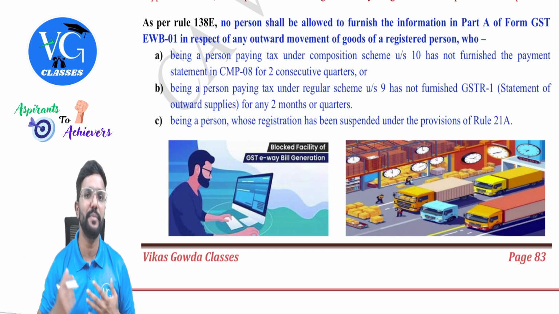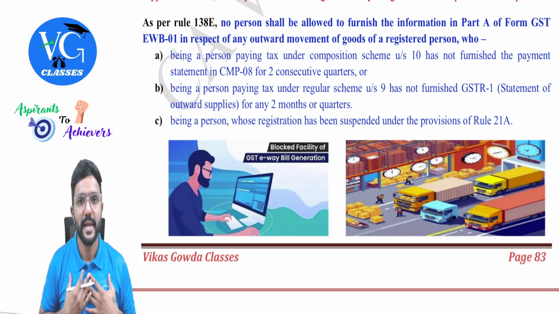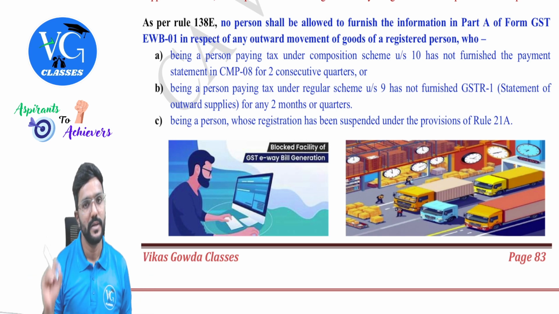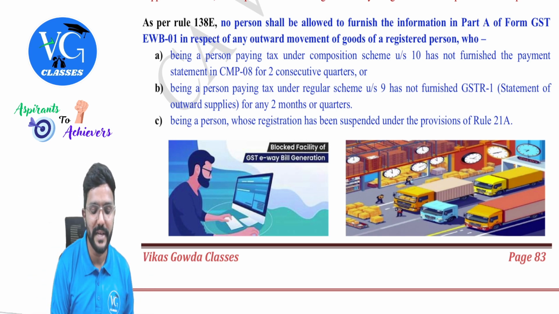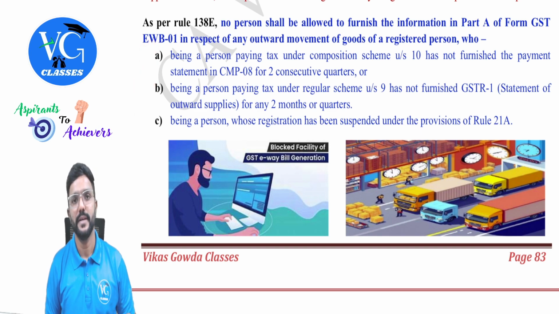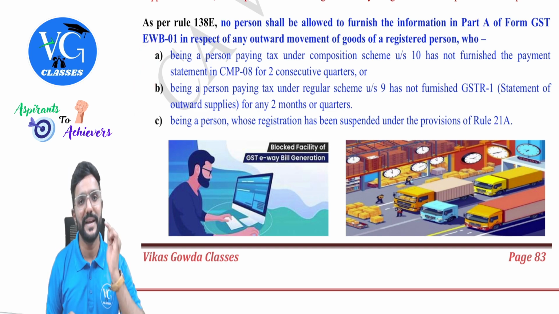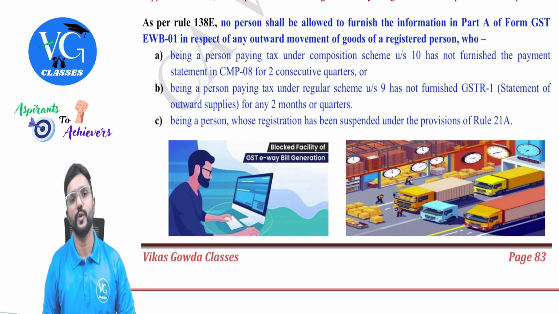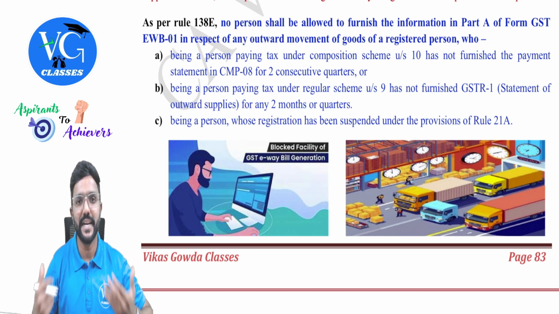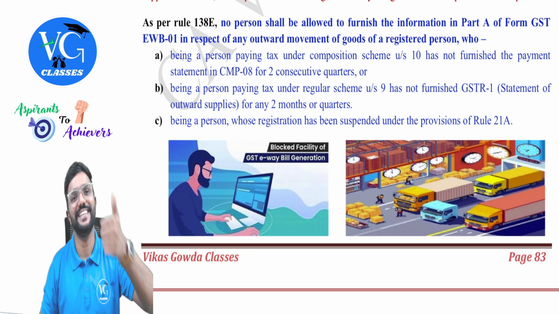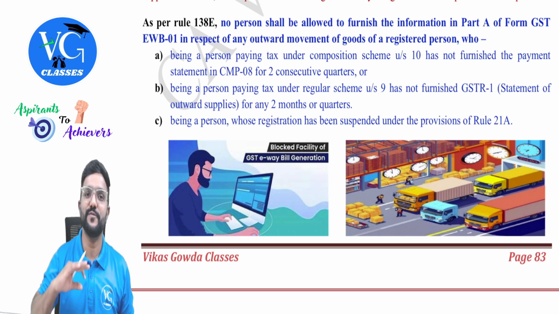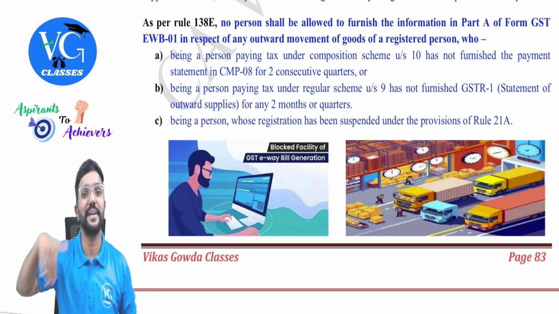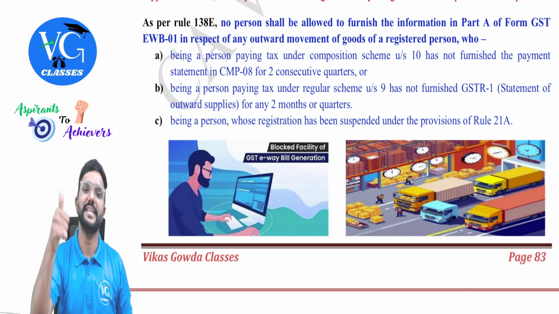So during suspension period, can I generate e-way bill using my GSTIN for my outward supply? No, I cannot. Is that clear? So please be very careful, guys. If in any of these cases I am covered, I cannot use my GSTIN to generate e-way bill for my outward movement of goods. But can I generate e-way bill for my inward supply? Yes, I can. Or else for my outward supply, if my GSTIN is blocked, can I ask my recipient to generate e-way bill? Yes.